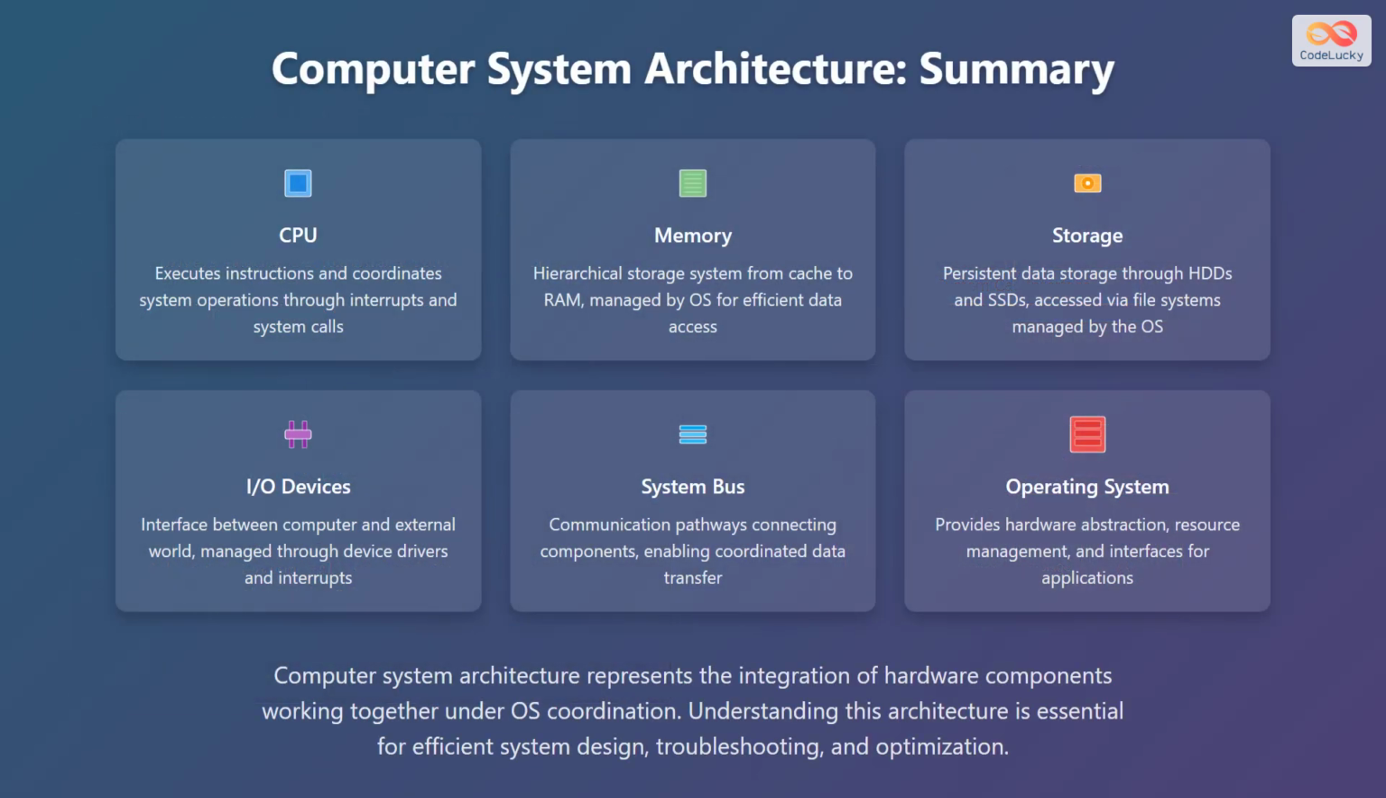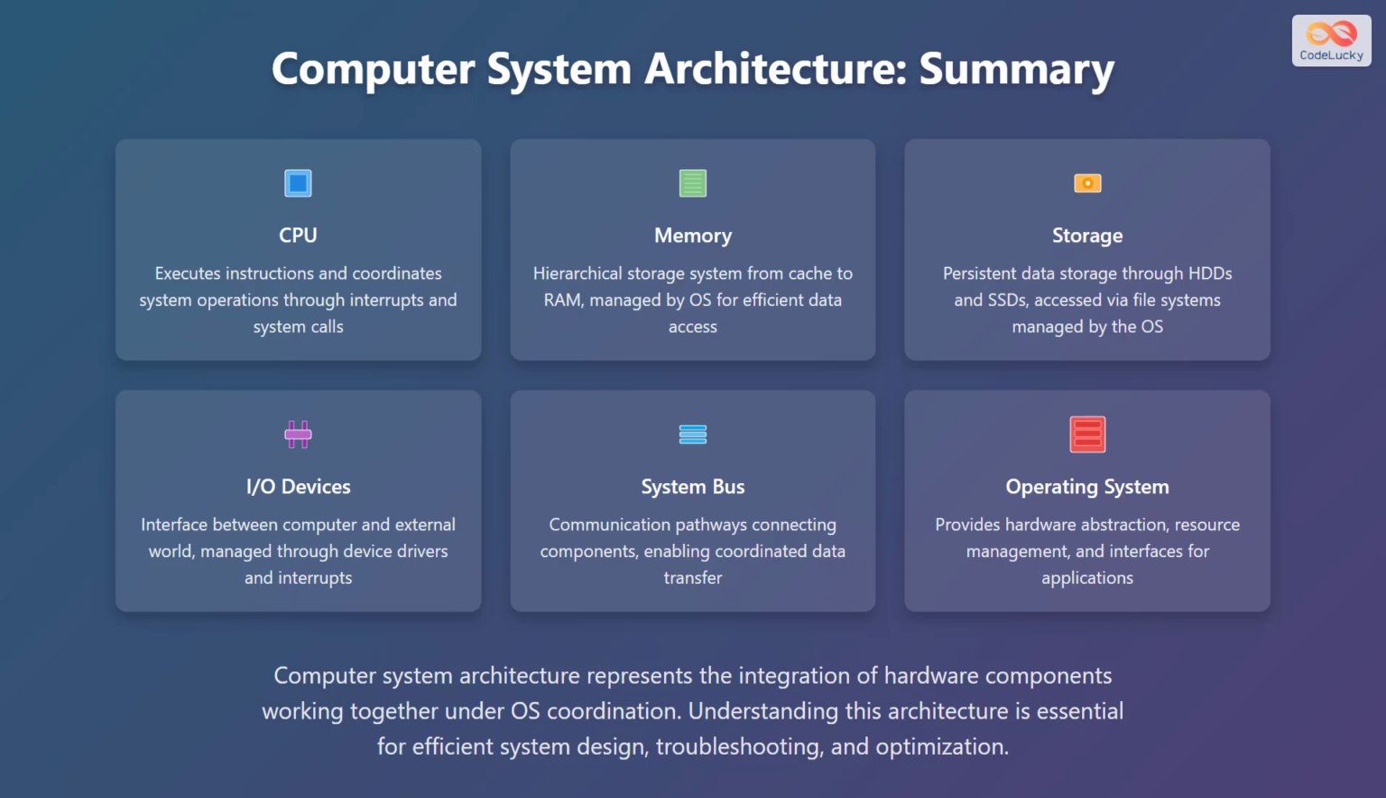In summary, a computer system consists of several key components. The CPU executes instructions and coordinates system operations through interrupts and system calls. Memory provides a hierarchical storage system from cache to RAM, managed by the operating system for efficient data access. Storage offers persistent data storage through hard disk drives and solid-state drives, accessed via file systems managed by the operating system. Input and output, or I/O, devices interface between the computer and the external world, managed through device drivers and interrupts.